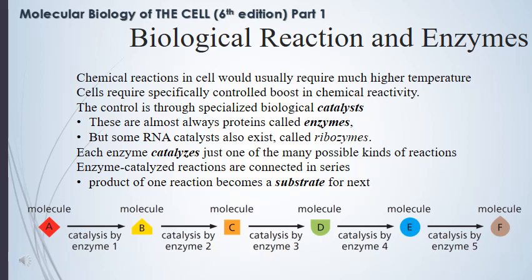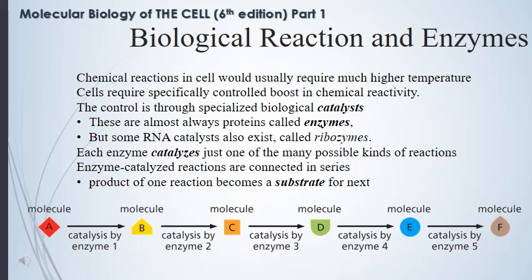And these are almost always proteins called enzymes, but sometimes RNA can also act as a catalyst, and these are known as ribozymes. The tight control of these chemical reactions happens because each enzyme is responsible for only one of many different types of reactions.